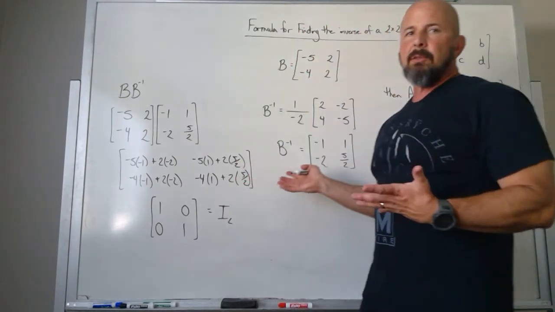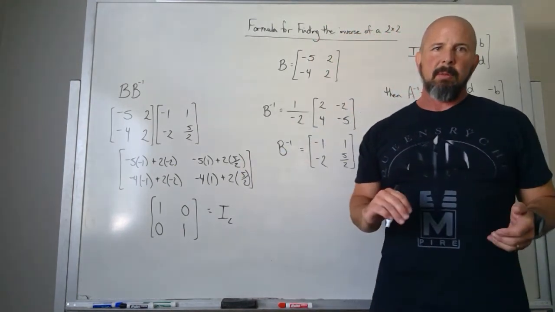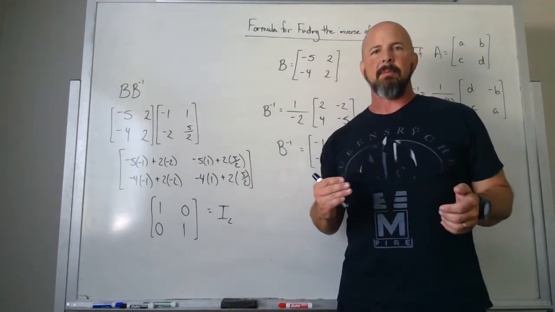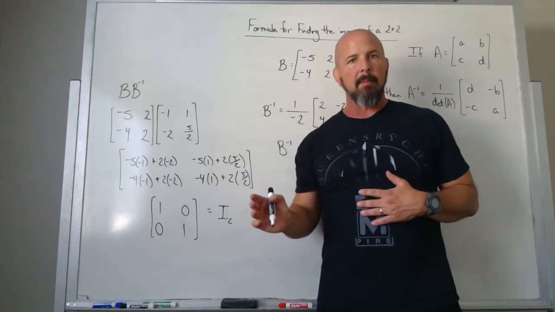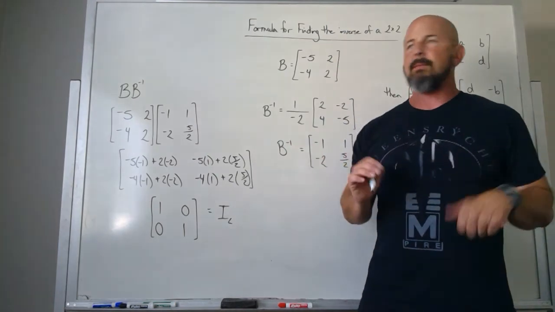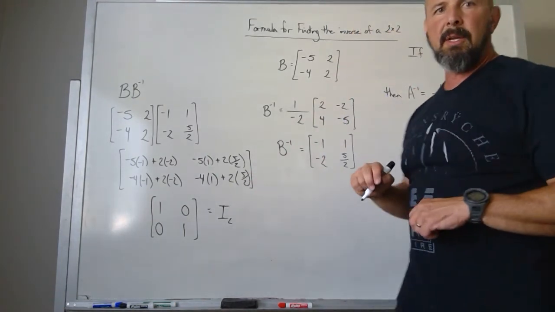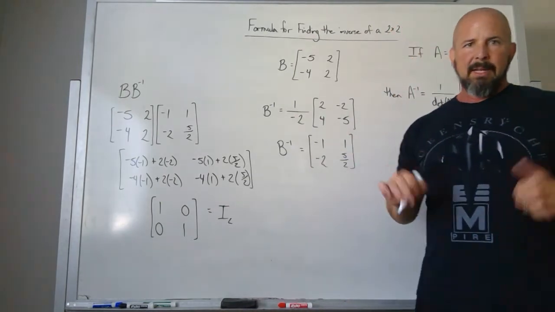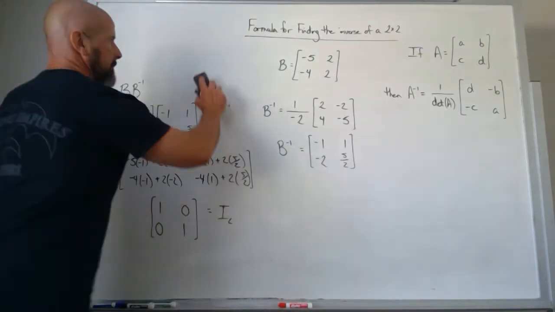Now we're only doing 2 by 2's here, but if I multiplied a 3 by 3 by its inverse 3 by 3, I would get an I subscript of 3. It doesn't matter what size you start with. If you multiply a square matrix by its inverse, and we're only talking about square matrices, 2 by 2, 3 by 3, 4 by 4, you will get its identity matrix. So let's take this a little bit further.